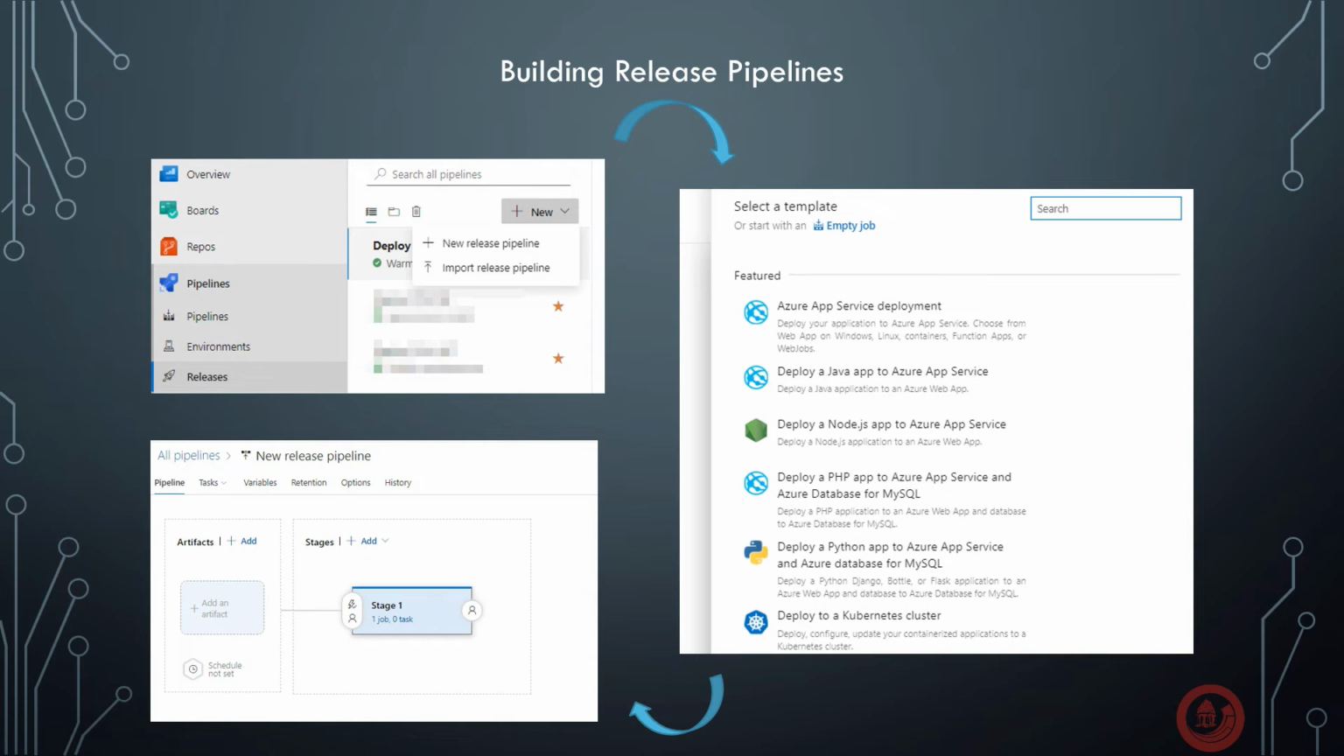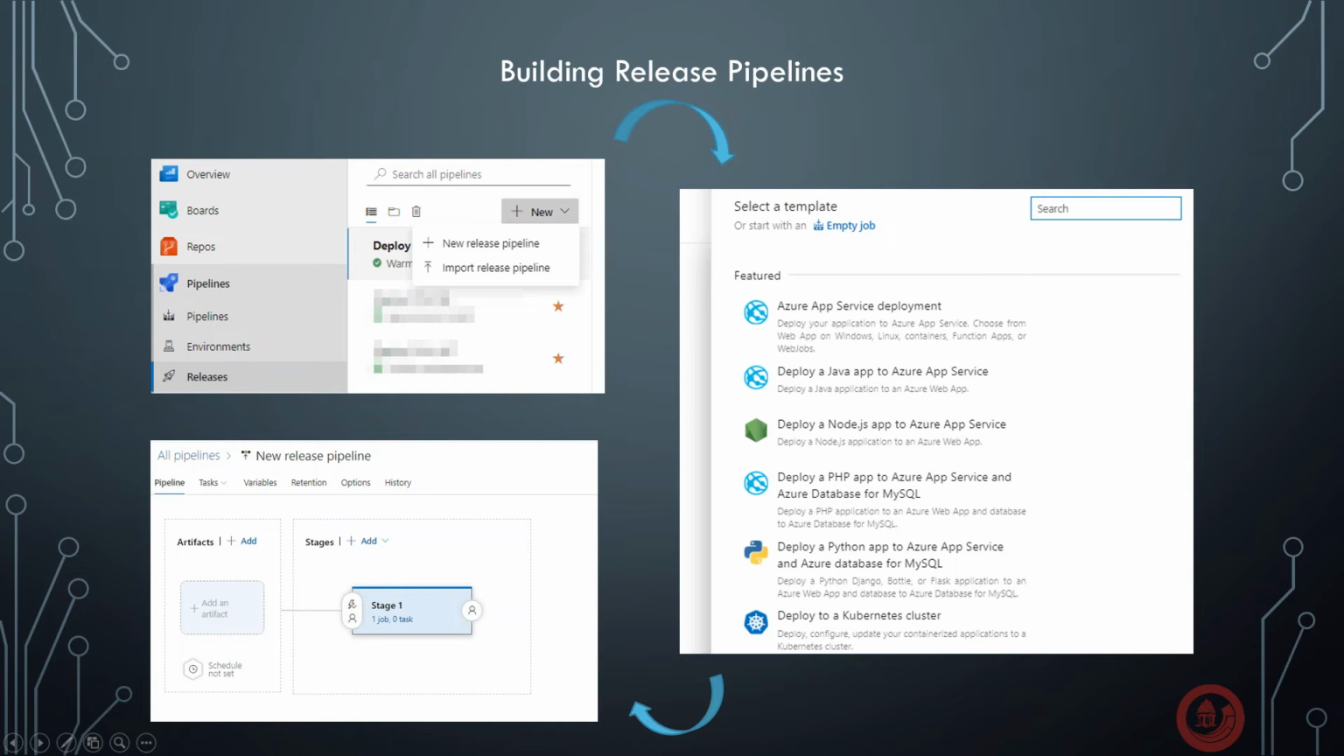Let's look at the release pipeline now. How would you create a release pipeline? In the same way in Azure DevOps, you go into releases, create a new one, then select a template or select an empty job, which is what I've done, and you see an empty release pipeline here. This is the blank pipeline as such, and you see two parts to it.